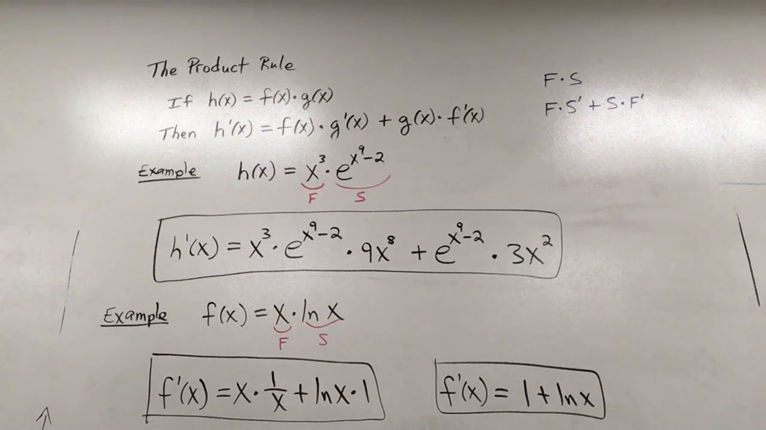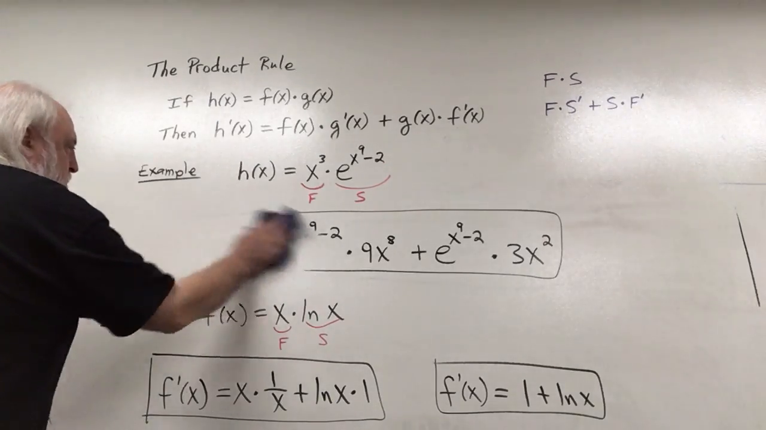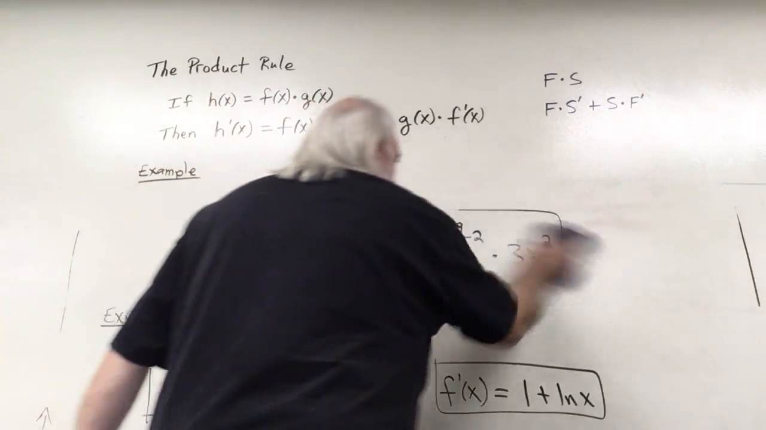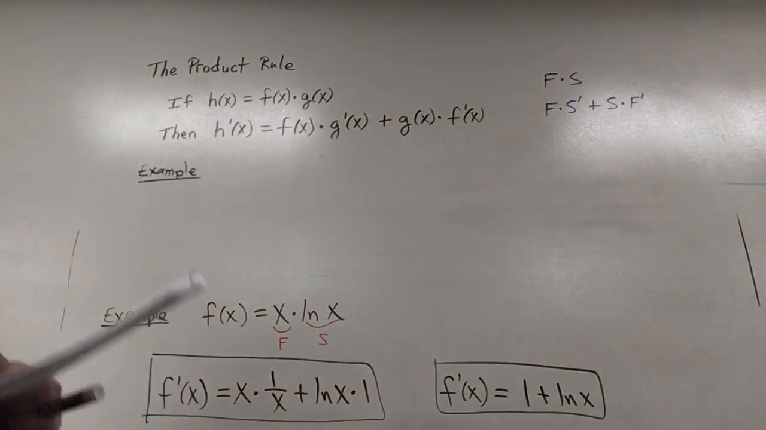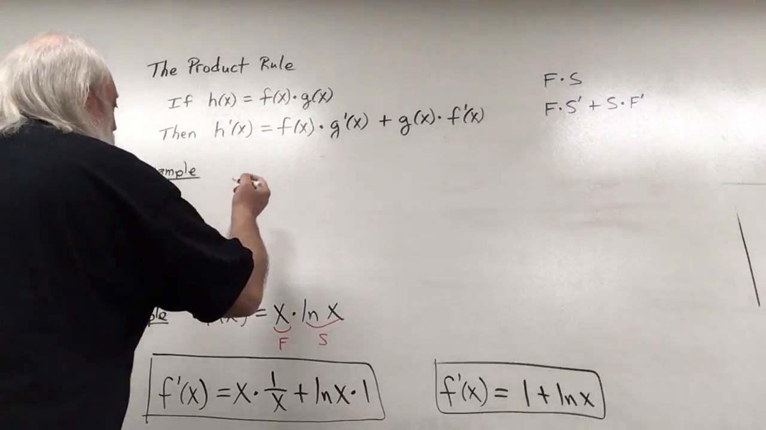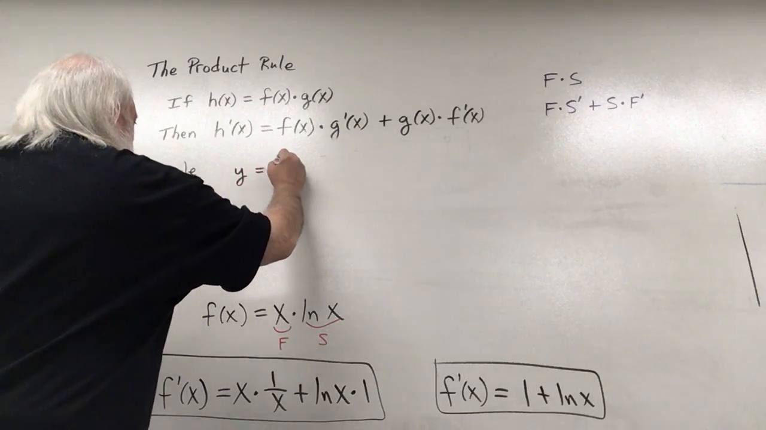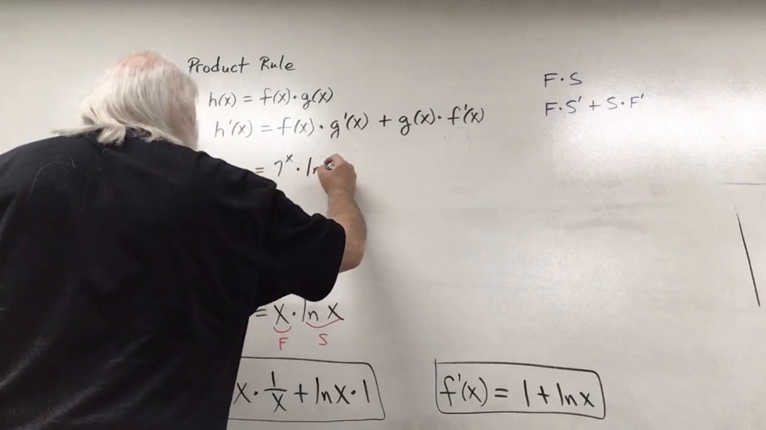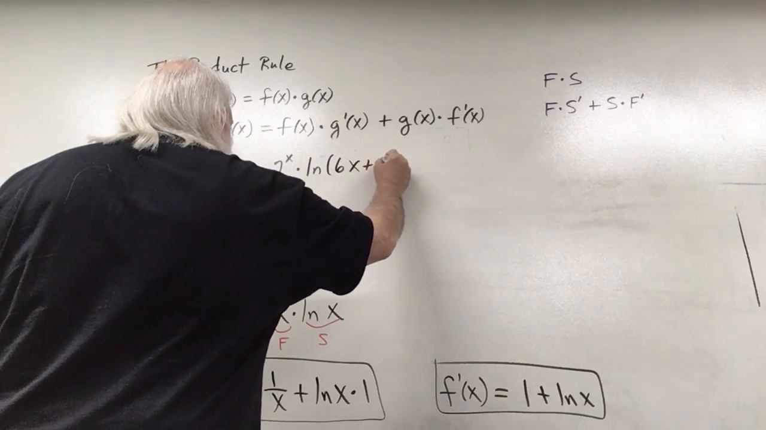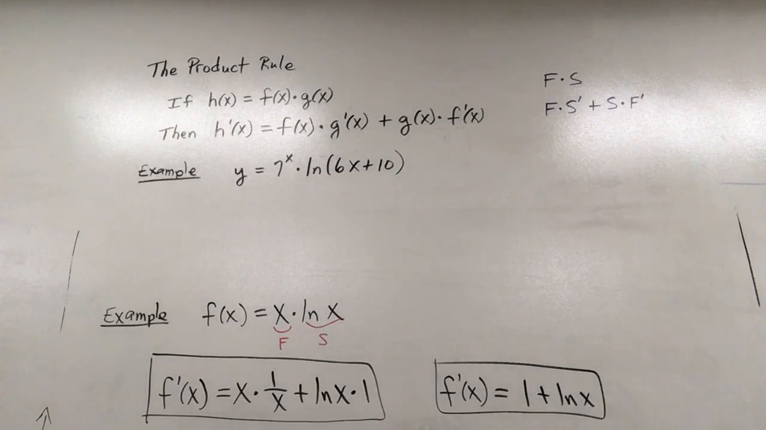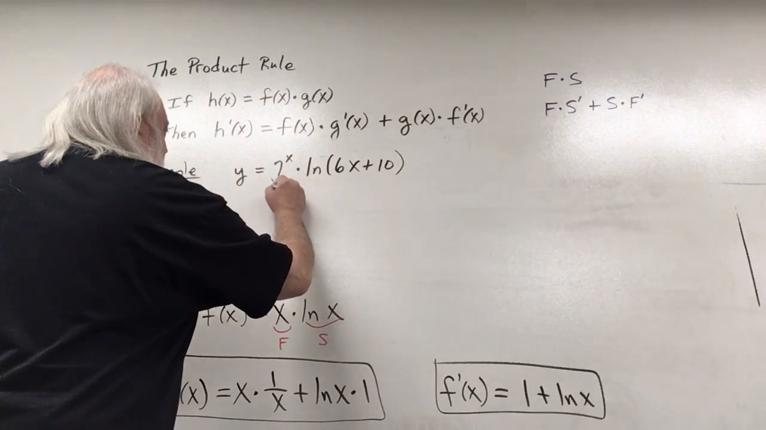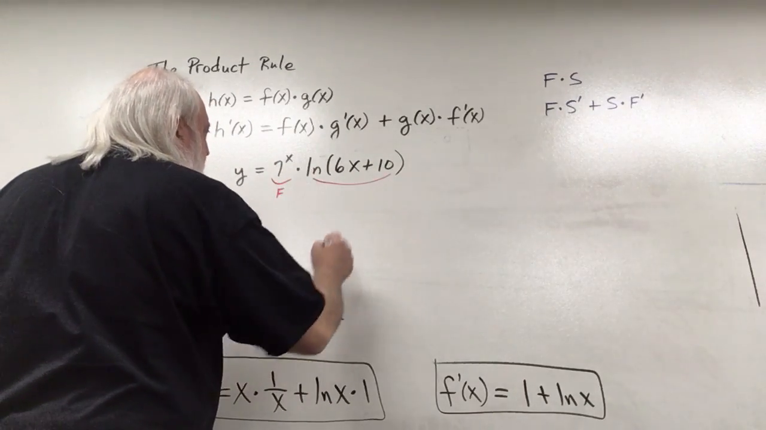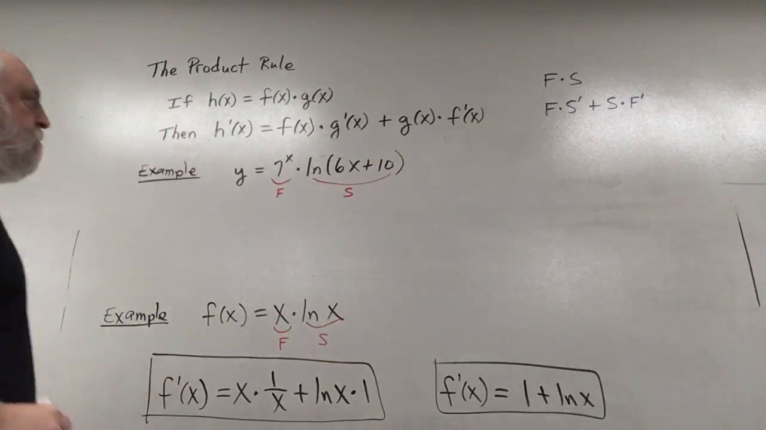And then lastly, example number 6. The last example for the product rule. We have y is equal to 7 to the x power times the natural log of 6x plus 10. So on the right-hand side, this is a product of two functions. 7 to the x is the first function. The natural log of 6x plus 10 is the second function.